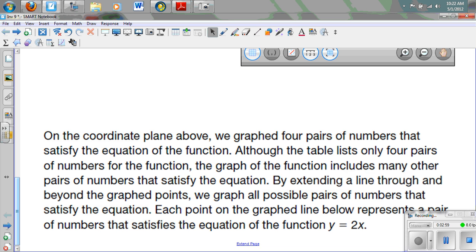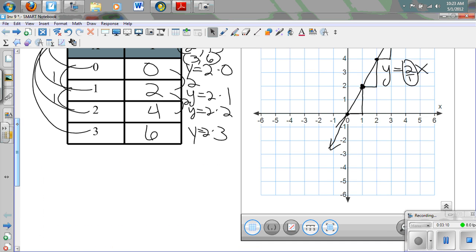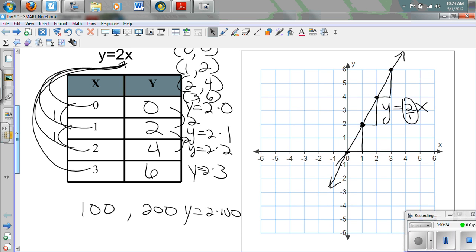We extend the line through and beyond the points, because we graph all possible pairs of numbers. We don't end this right here. These aren't the only 4 ordered pairs. We could pick any number. We could pick 100, and y equals 2 times 100 would be 200. So out there somewhere, way up at the end of this line, is the ordered pair 100, 200. We go over 100 and up 200.